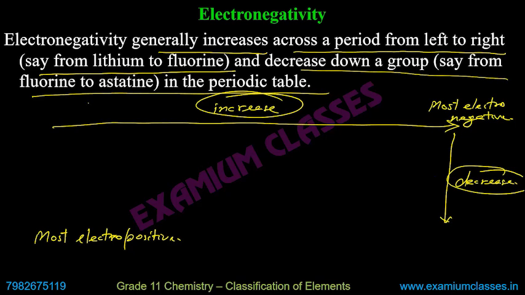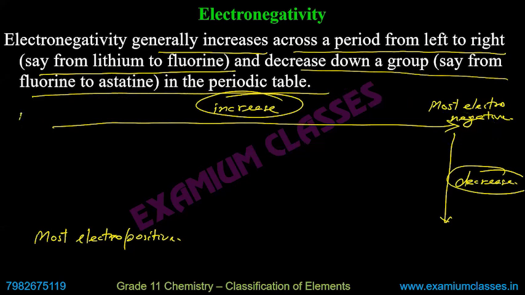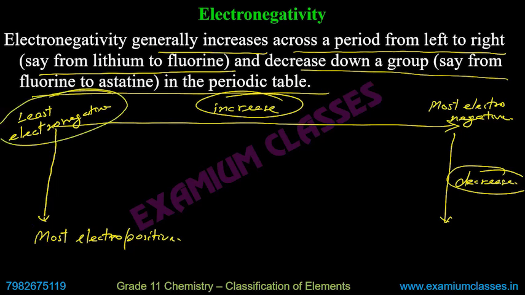Understand it if you're not able to understand. Suppose I am talking about one period. In this period, I will have the least electronegative element here, because within a period it is increasing from left to right. So least to most. But again from top to bottom down the group, it decreases. So it is already least electronegative and it will further decrease and become the most electropositive.